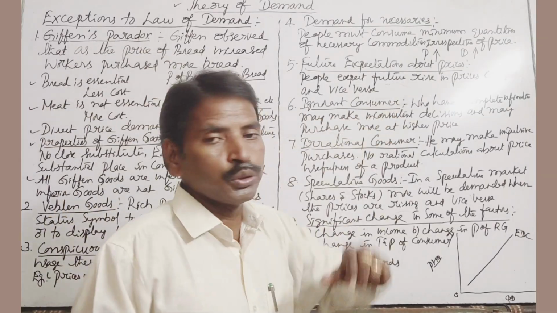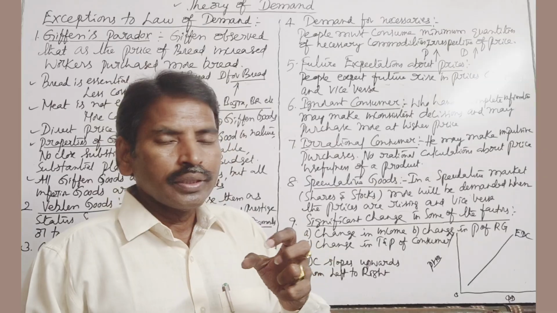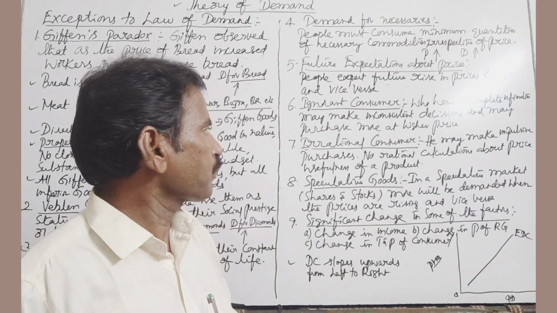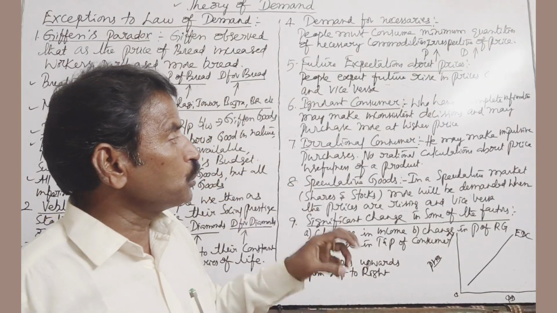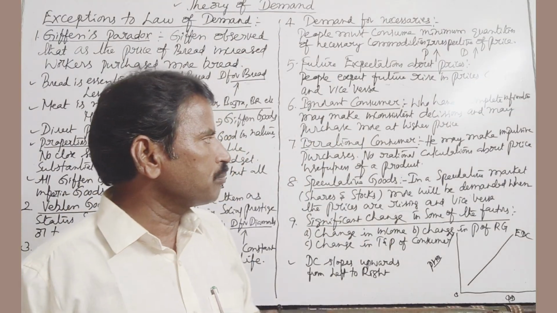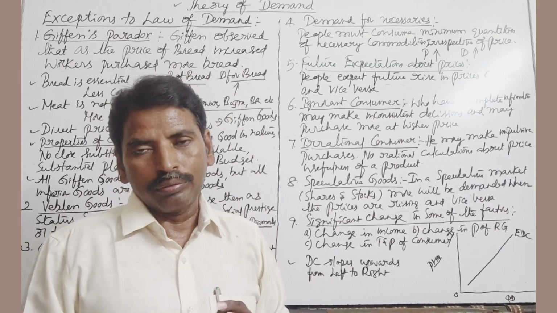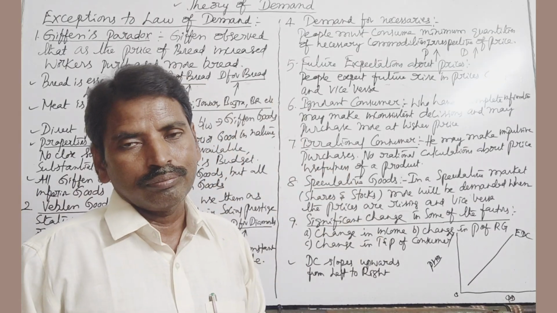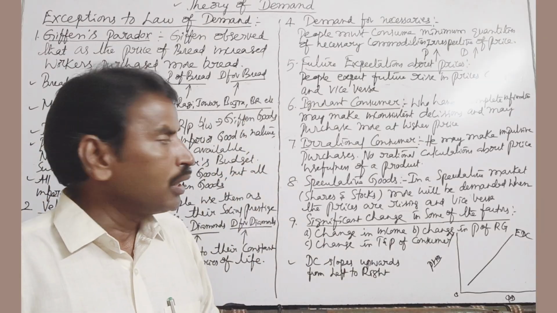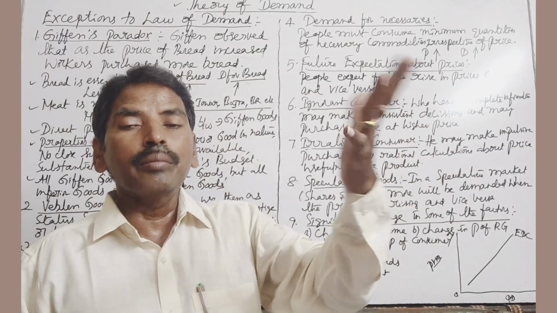Sixth one, ignorant consumer. Lack of proper, consistent decisions. Ignorant consumers have incomplete information, may make inconsistent decisions, and may purchase more at a higher price. If the prices are high, they demanded more. If the prices are low, they demanded less. In the case of an ignorant consumer, they have incomplete information and inconsistent decisions. That is why if the prices increase, they demanded more.